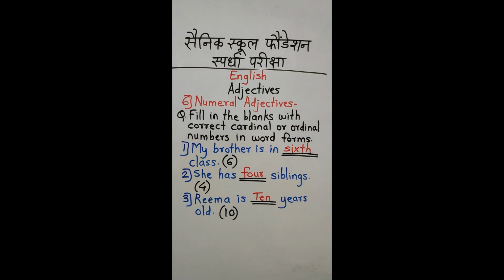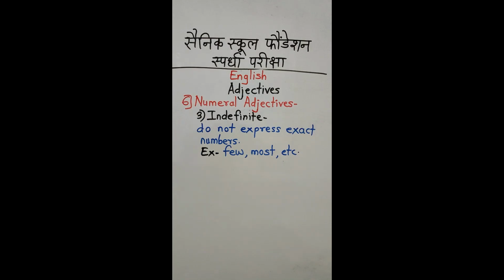Now we'll see the third type of numeral adjective, that is indefinite numeral adjective. Let us see the definition. Indefinite numeral adjectives are the words that do not express an exact number of nouns. Indefinite numeral adjectives can also be quantitative adjectives. That means whenever we don't know the exact number of nouns in a sentence, at that time we will use some words instead, which also indicate the number of nouns in a sentence. For example, few, most, several, little, etc. These are the examples of indefinite numeral adjectives.